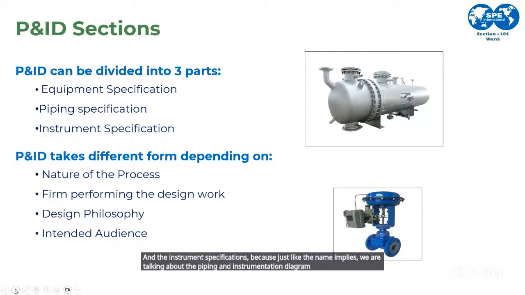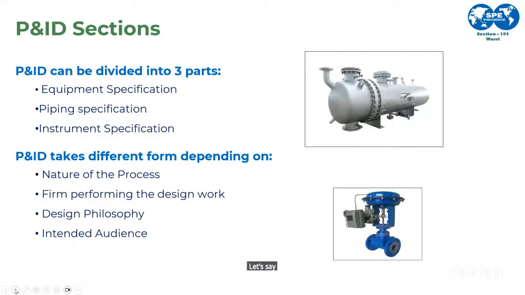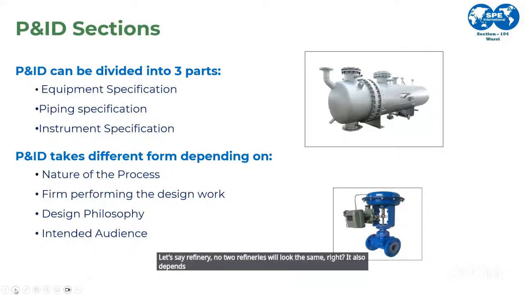And the P&ID will take different forms based on the nature of the project, of the process, right? So even if, for example, an OEM designed, let's say, a refinery, no 2 refineries will look the same, right? It also depends on the firm that is performing the work, the design philosophy, as well as the intended audience.